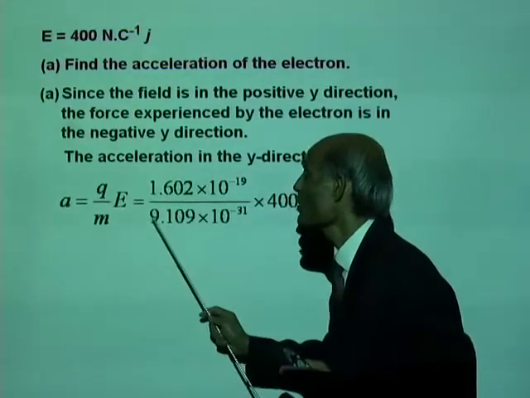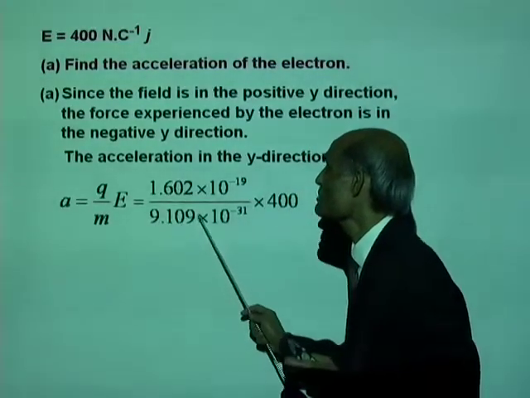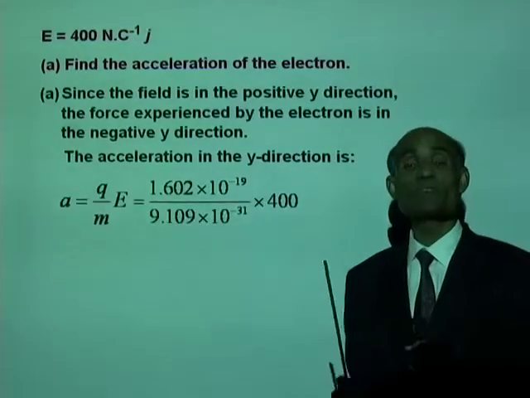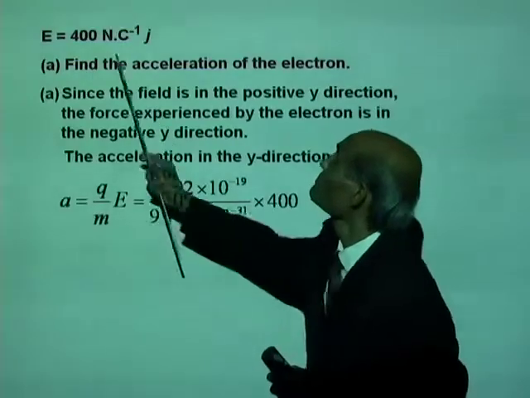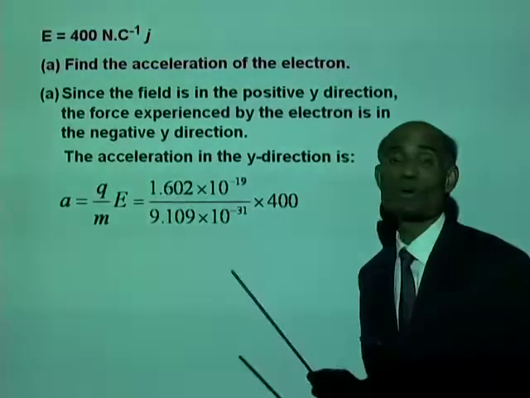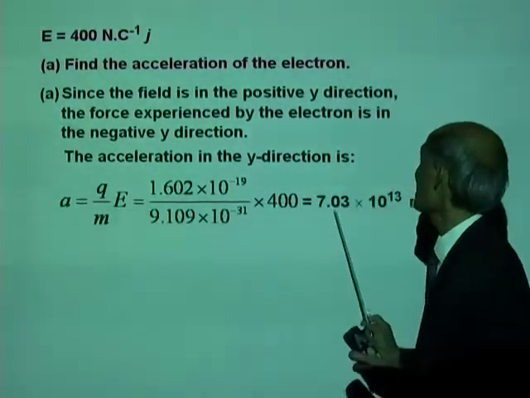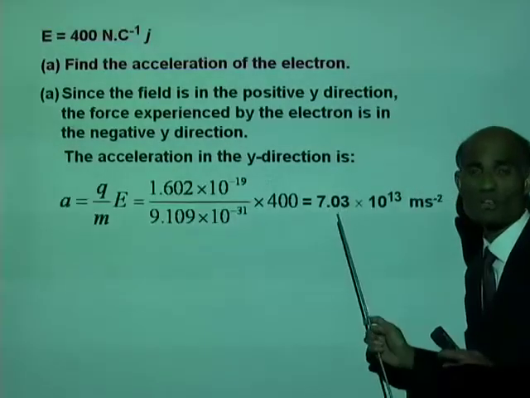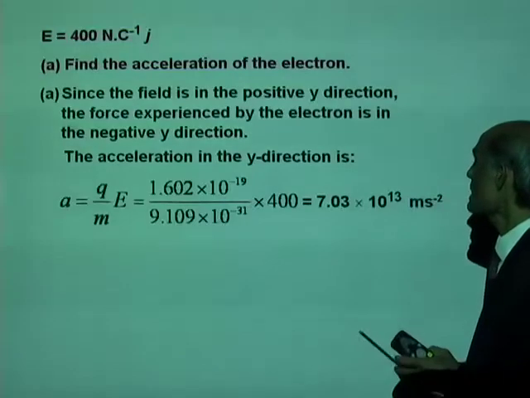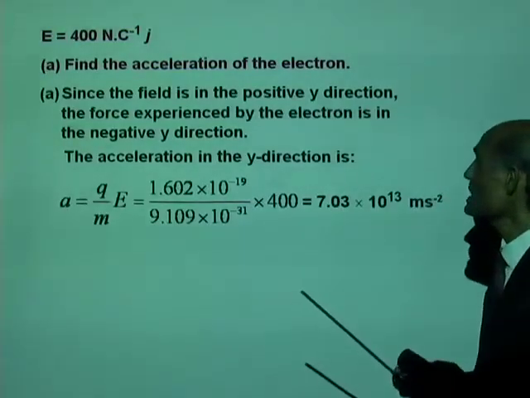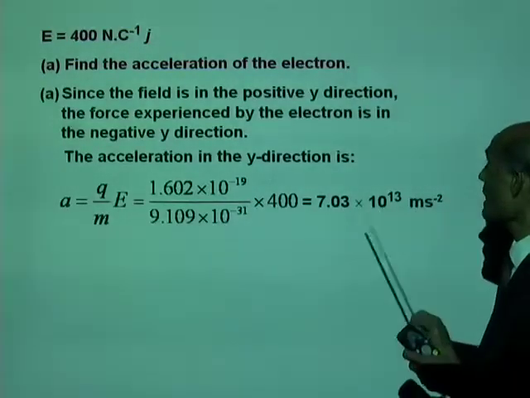Mass of the electron is 9.109 times 10 to the negative 31 kilogram, times E, which is given to be 400 newton per coulomb. And that gives me the acceleration of the electron. Look at this, it's a tremendous value: 7.03 times 10 to the 13 meter per second squared.